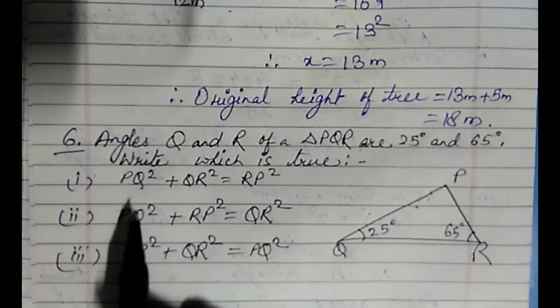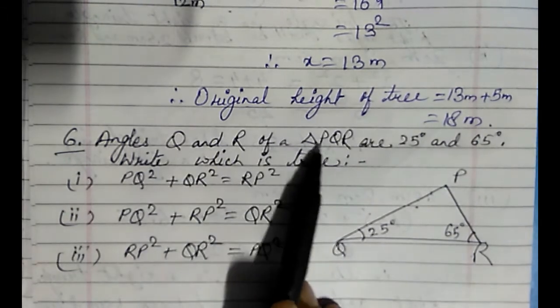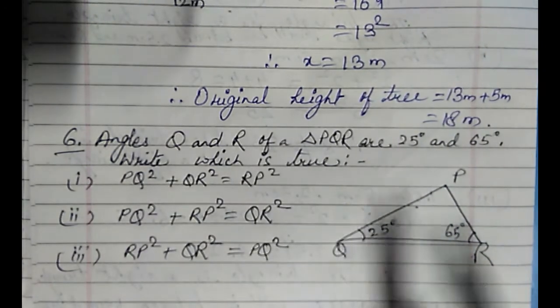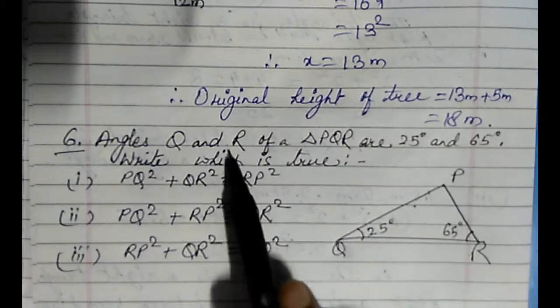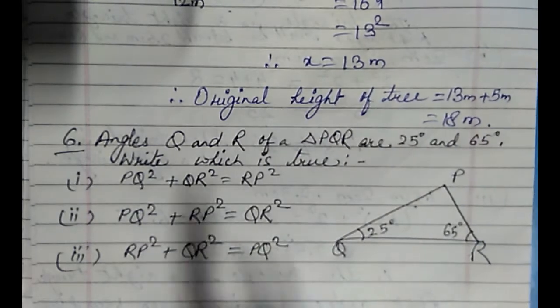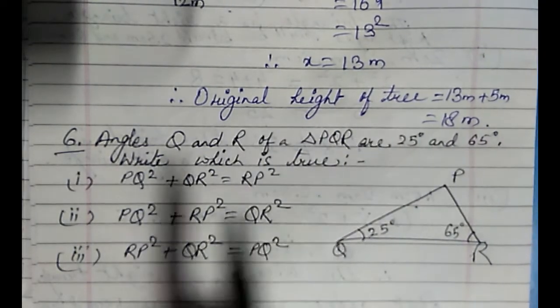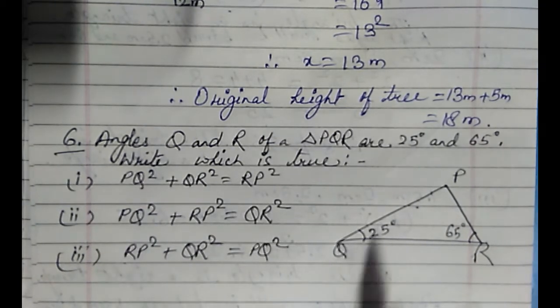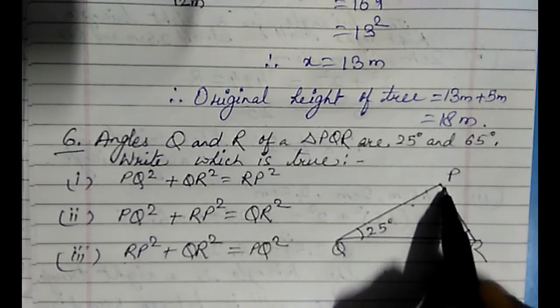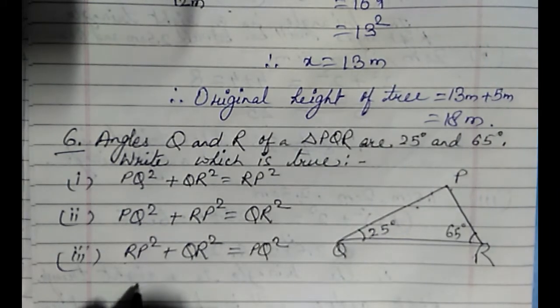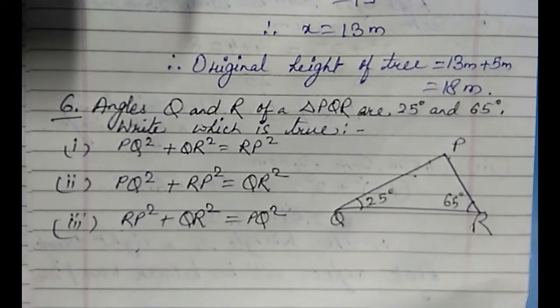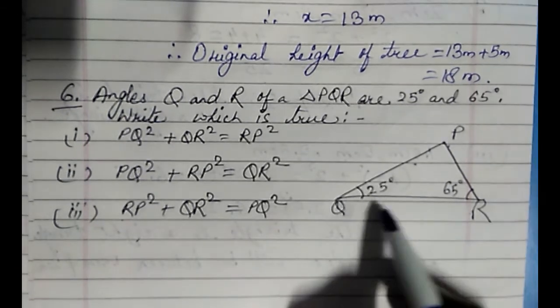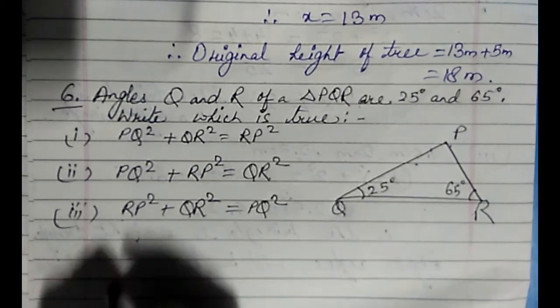Question number 6. Angles Q and R of a triangle PQR are 25 degree and 65 degree. Write which of the following is true. तो ये तीन रिलेशंस दिए हैं, इसमें से कोई एक सही होगा. So let us find out first the value of the angle P जो कि नहीं दिया है. So by using the angle sum property of a triangle, if you remember, angle sum property of a triangle says that the sum of three angles of a triangle is 180 degree.